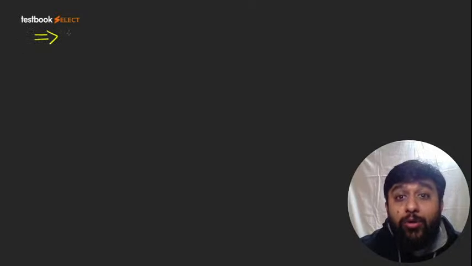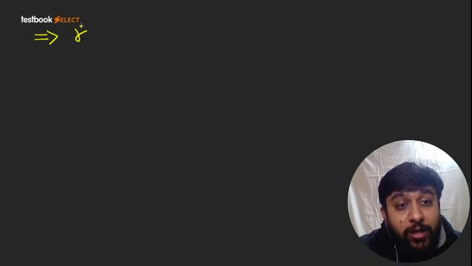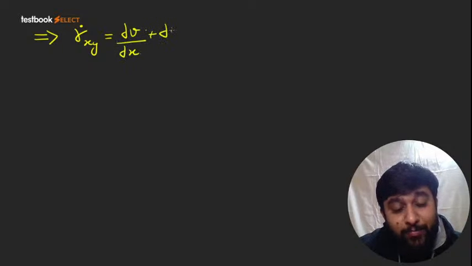There will be a rate of shear strain also. So how do you write rate of shear strain? The rate of shear strain is written as gamma dot xy. So that will become del v by del x plus del u by del y.